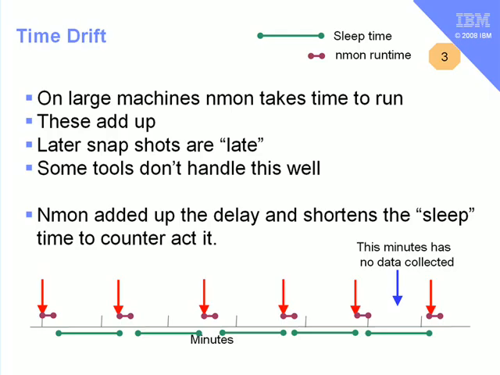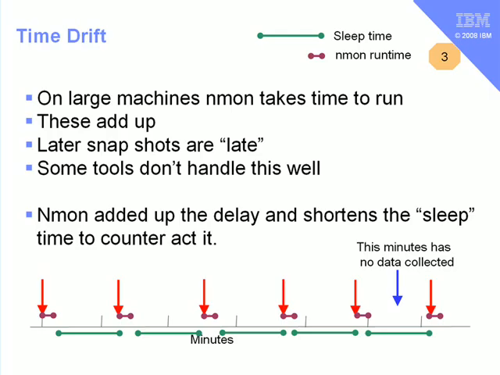Now some tools don't handle this very well, and it can get difficult if you're collecting nmon statistics from lots of different logical partitions, over a day for example, and they all slip at different rates. Then at the end of the day it's difficult to match up whether all the snapshots are actually happening at the same time.